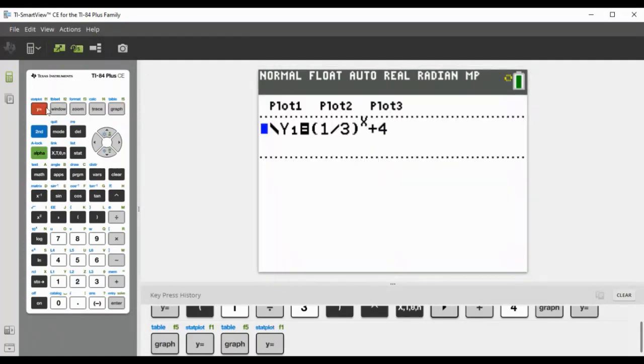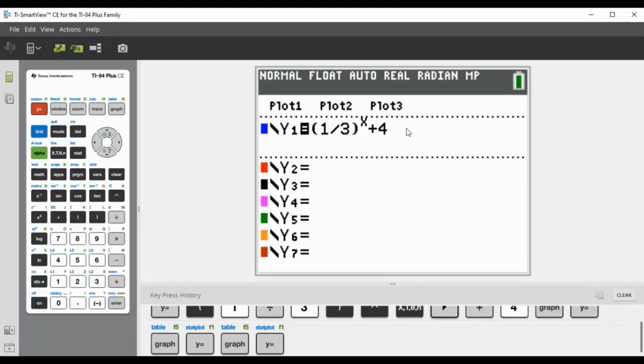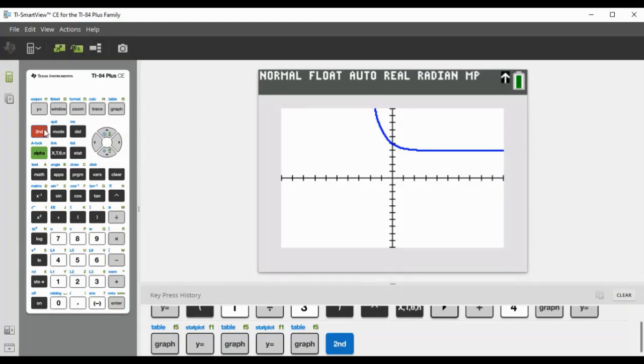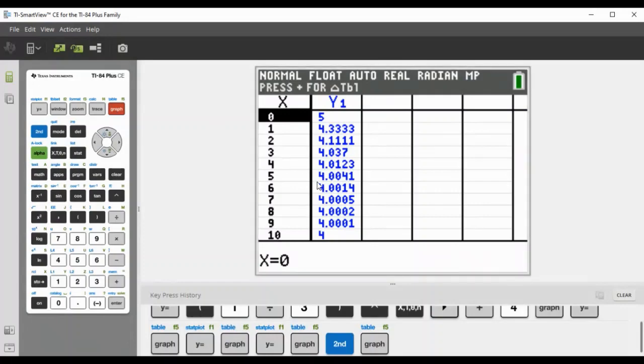You plug it into your y equals and you graph it, and you can get it from your equation without plotting any points. But we do need to find the intercept. I think it's going to be (0, 5). Let's check. I have to go to second graph, which is table. So I'm going to look at the table and look at that. My x is 0, my y is 5. That's my y-intercept. And that's basically all you have to do when you have a graphing calculator.